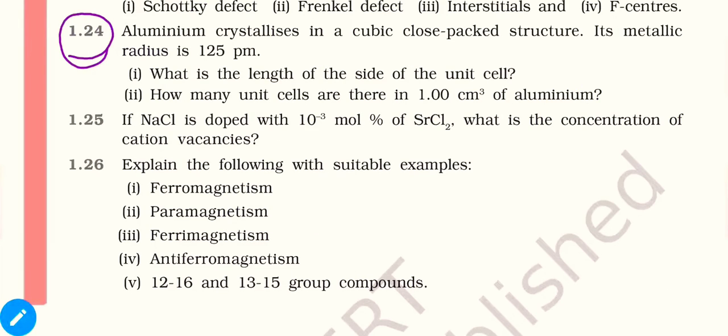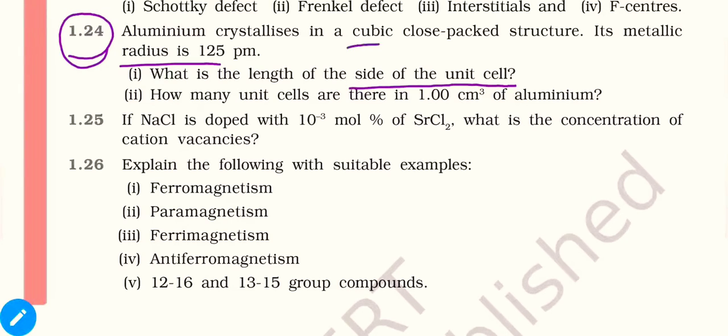Next one, example number 1.24. So we have two different calculations here. First, aluminum crystallizes in a cubic close packed structure. Its metal radius is 125 pm. First, what is the length of a side of the unit cell, and second, how many unit cells are there in 1 centimeter cube of aluminium? In the first step, we need to derive the relationship between A and R, because the radius is mentioned and we need to find the side of the unit cell, that means the edge length.